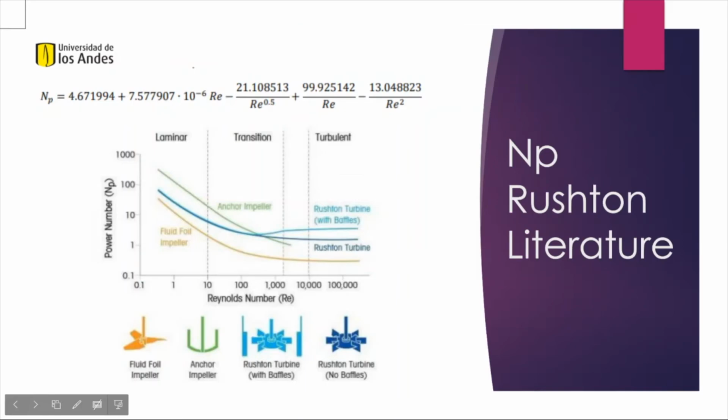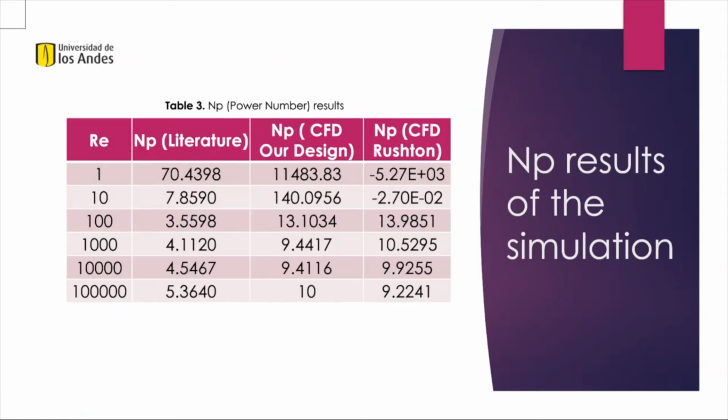A good representation of the curve power number versus Reynolds for the Rushton turbine is the one presented on the screen. Especially, we will look at the blue line that represents the Rushton agitator. The data that came out of the two simulations for both Rushton CFD and our own design are shown below and will be analyzed in detail.